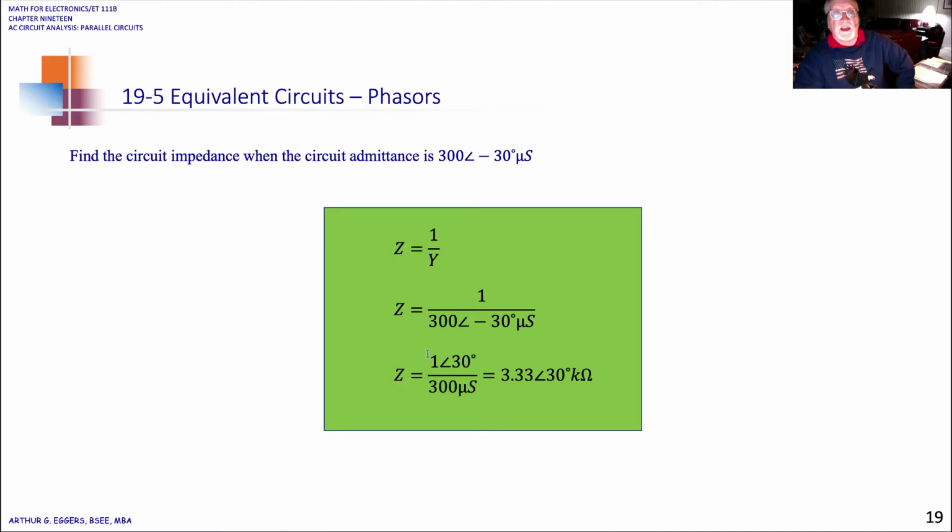So Z can be handled very easily by just saying, okay, let's just move the angle out of the denominator. So we move it up, and in doing so, all we've done is change the sign. We've seen this before. Change the sign to a positive. So now we're at 1 over 300 microsiemens, and the angle is in the numerator. So we end up with 3.33, which is the reciprocal of 1 over 300. And in this case, since we have a value of microsiemens, when we do the math, we end up with kilo ohms at an angle of 30 degrees.